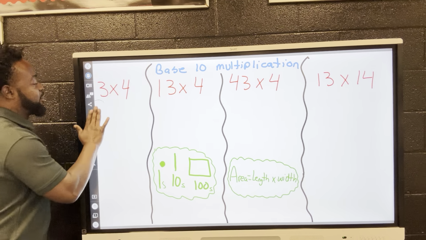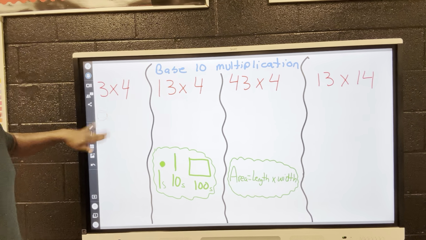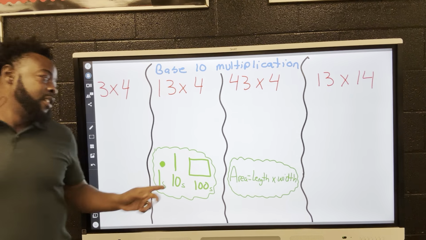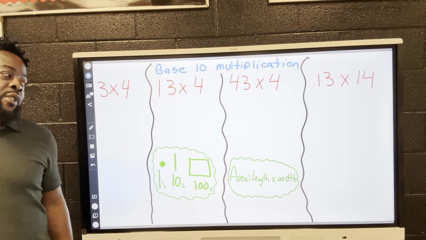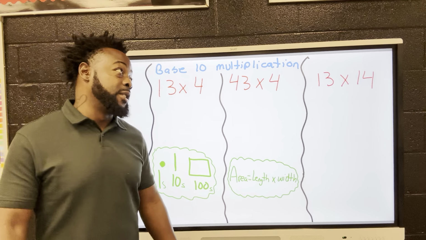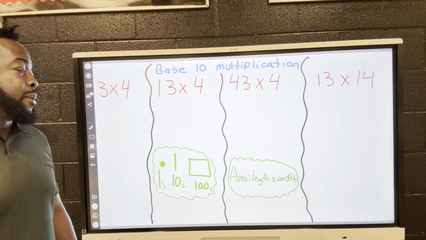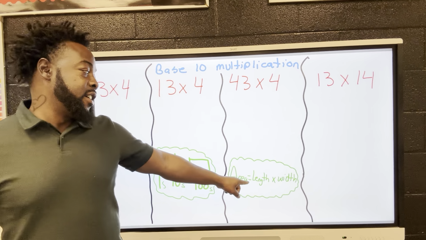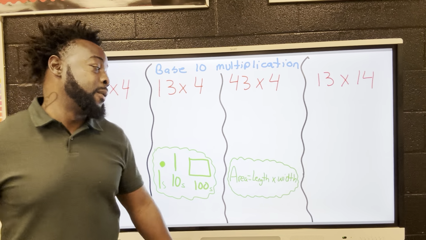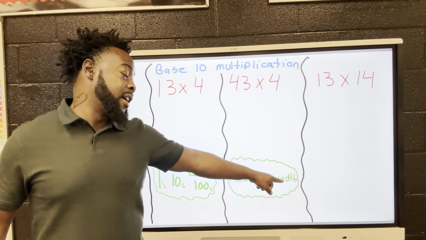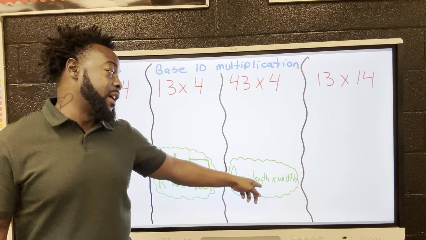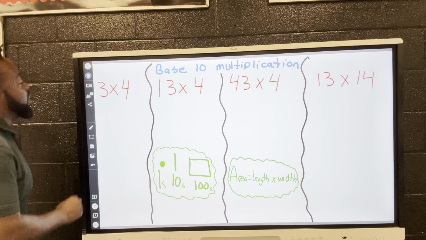So first we have 3 times 4. I'm sorry, before I start, these are the symbols that we're using. These are the base 10 symbols. We have the ones, we have our tens, we have our hundreds. Also, what we want to remember during this, because we're going towards an area model, is that area equals the length times the width. What that means is our answer, our product, is going to be a combination of when we multiply the length and the width. So let's go ahead and get started.